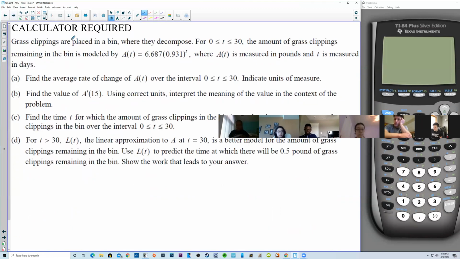All right, how about a calculator problem? Grass clippings are placed in a bin where they decompose. For 0 to 30, the amount of grass clippings remaining in the bin is modeled by A of t, where A of t is measured in pounds and t is measured in days. Find the average rate of change of A of t over the interval 0 to 30, indicate units of measurement. So for part A, we want A of 30 minus A of 0 over 30 minus 0. Average rate of change is old school slope: y2 minus y1 over x2 minus x1.